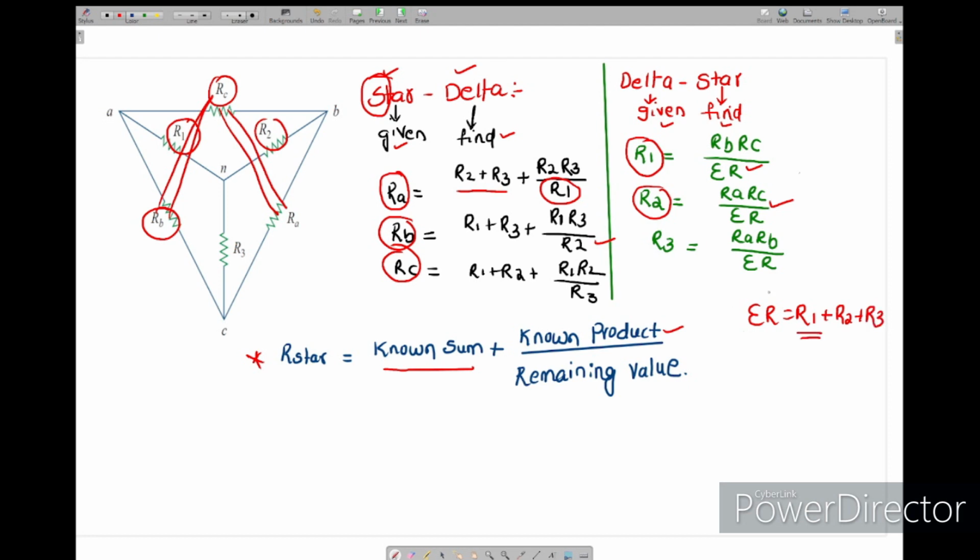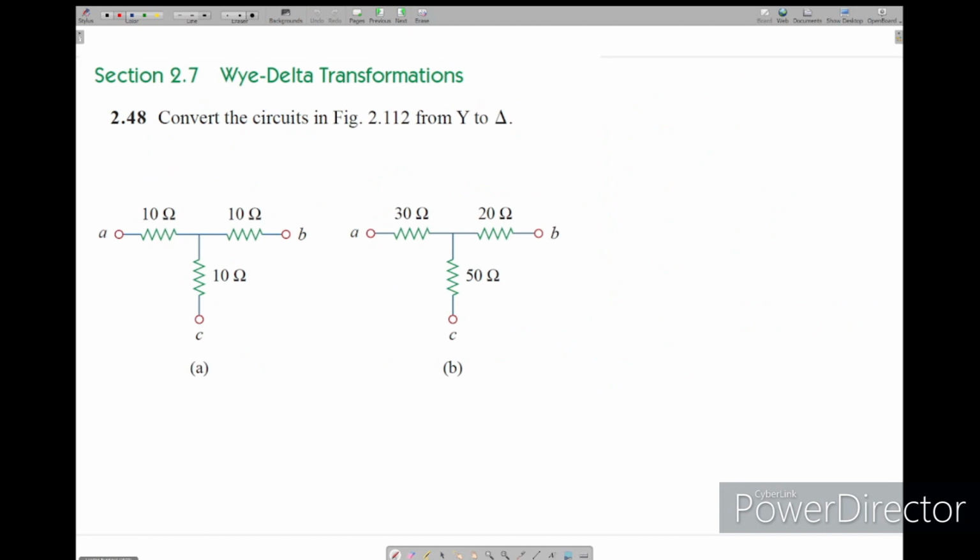In the next problem we'll see, I will show you this. So R3 is, here it is R3, again these two product, means RA into RB divided by the sum. This is all about converting star to delta and delta to star. Now we will see the problem. Now first problem I will give as homework to you. Now we will see here, this is what? Star. You have to find the delta here.